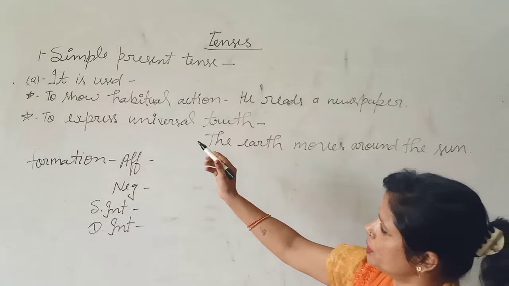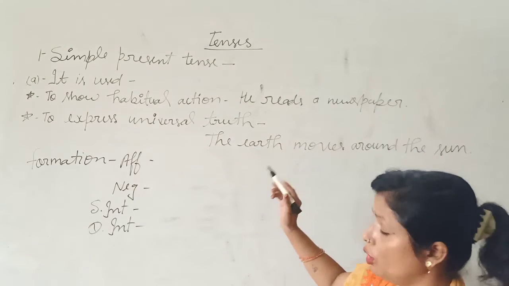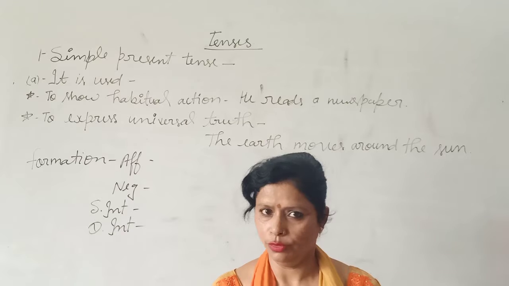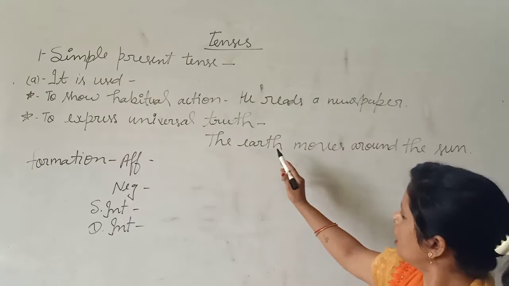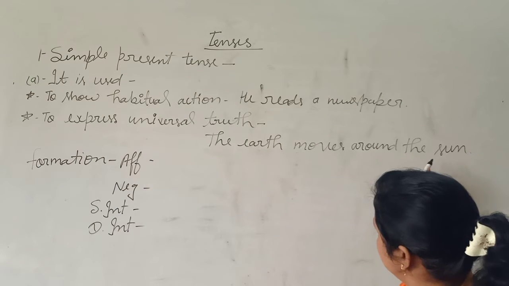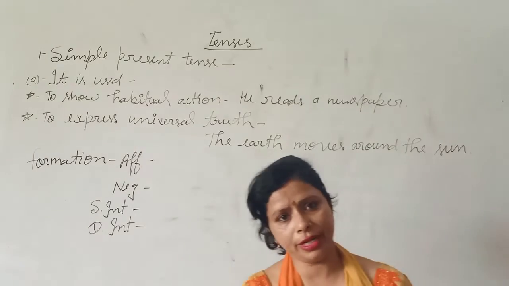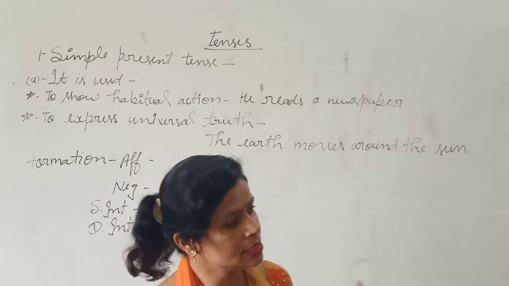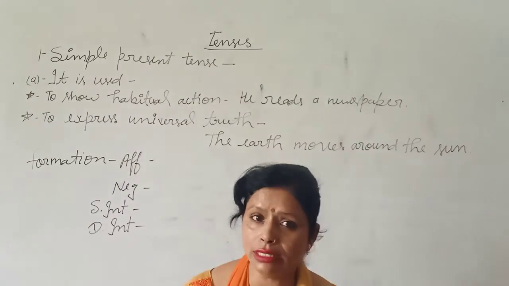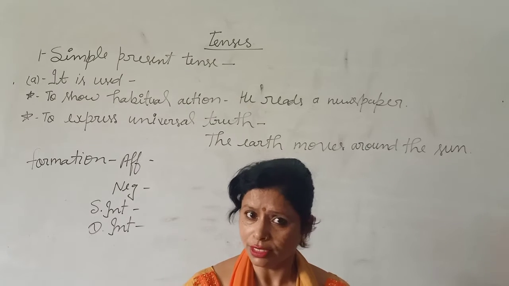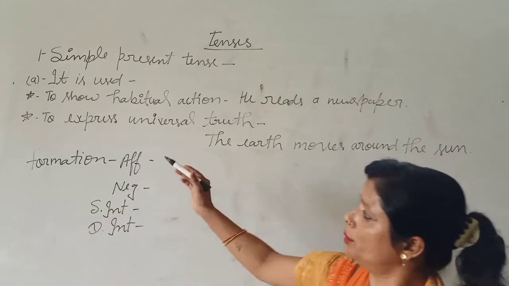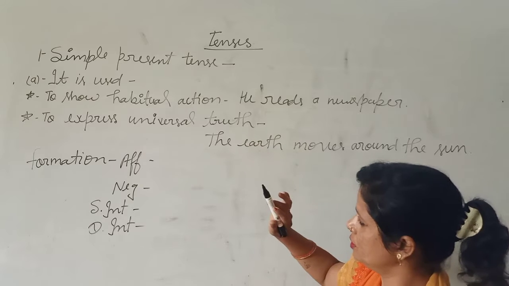Another use is to express a universal truth or fundamental truth. For example, the earth moves around the sun. Another example you can take: the sun rises in the east, the sun sets in the west. Right, children? So, these are examples of universal truth.